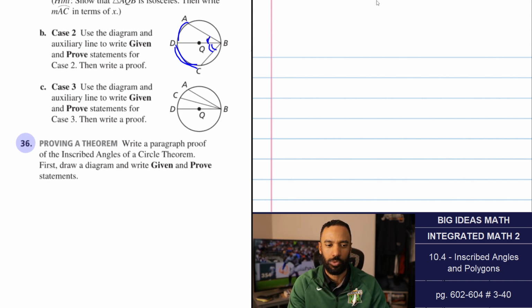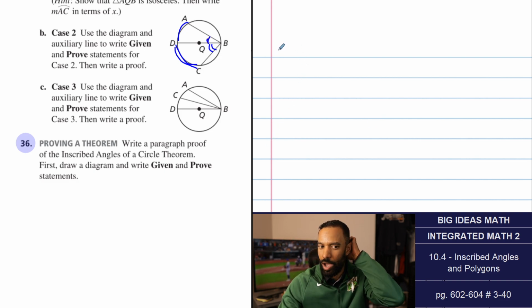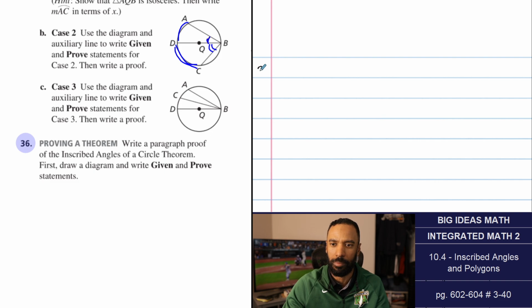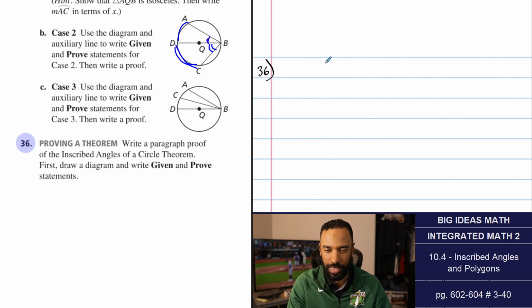All right, number 36. We're going to write a paragraph proof of the inscribed angles of a circle theorem. First, draw a diagram, then write given and prove statements. So I talked about this one in the lecture portion. Inscribed angles of a circle.